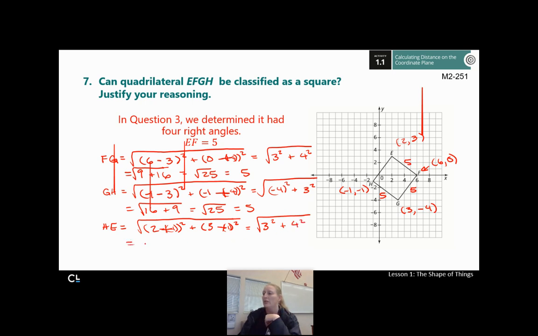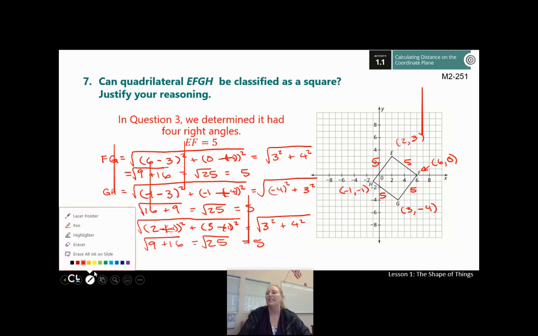And let's do our squares. 3 squared is 9. 4 squared is 16. And of course, 9 plus 16. You see where this is going. It's 25. And the square root of 25 is 5. Look at that. We have 4 congruent angles and 4 congruent sides. Guys, this is a square.